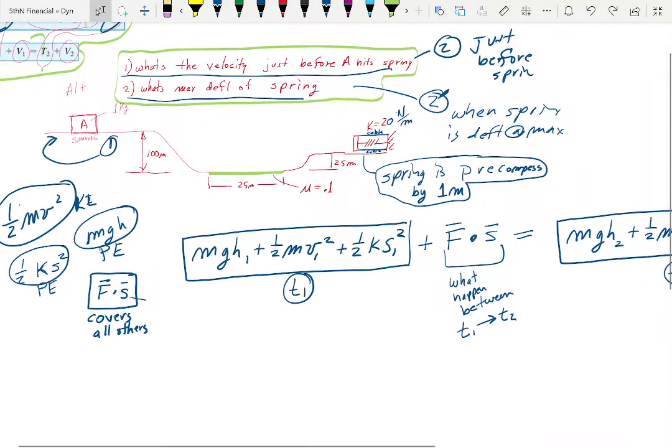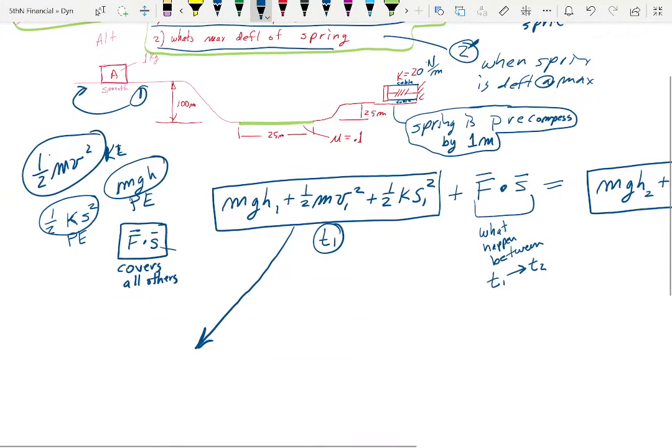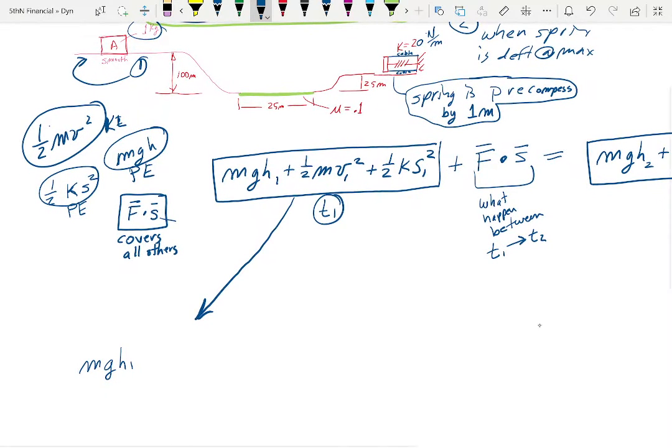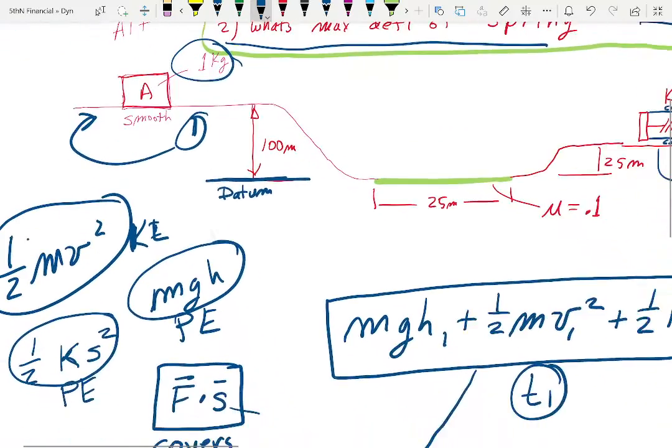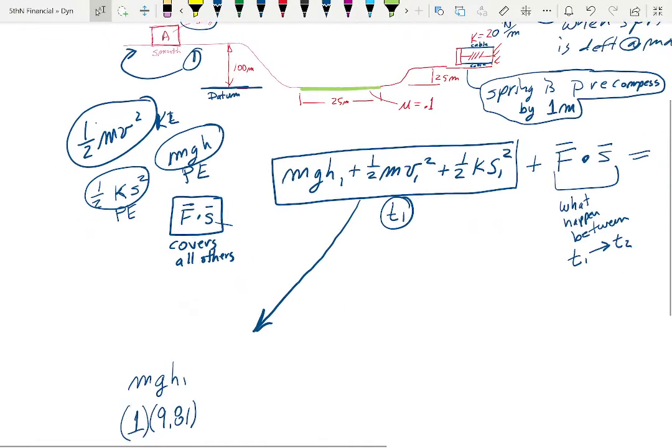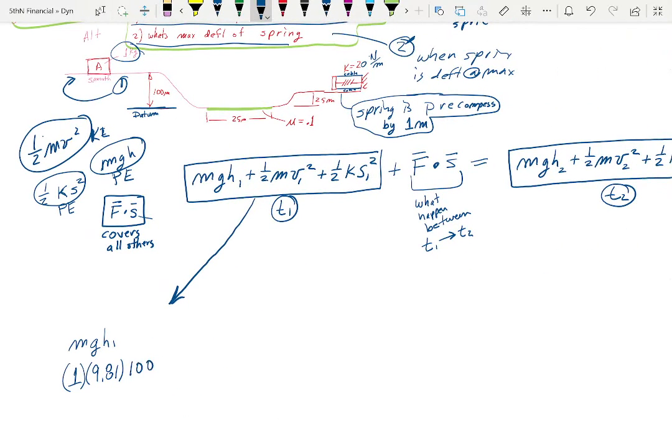Okay, so let's look at each of these terms. I'm going to start over here, and I'm going to start with the mgh. Well, my block is 1 kilogram. So mgh1 is going to be nothing more than 1 times the g, which is 9.81, times the height. So I have to identify a datum. Me, I always pick the lowest level. So I pick the lowest level. That gives me 100 to that upper. So that tells me that's 100.